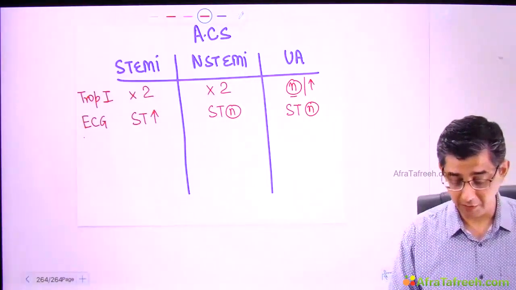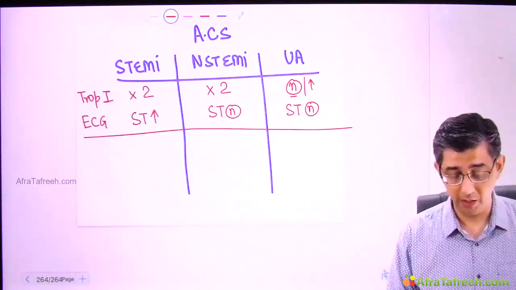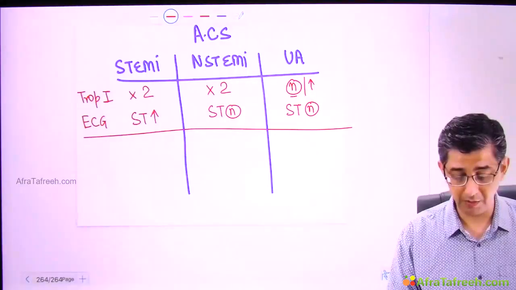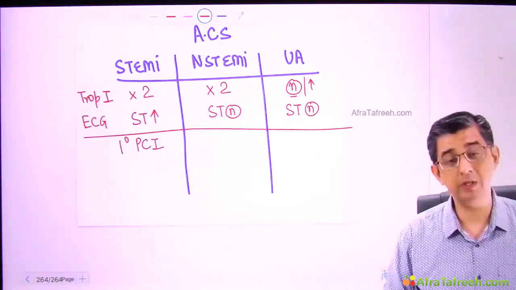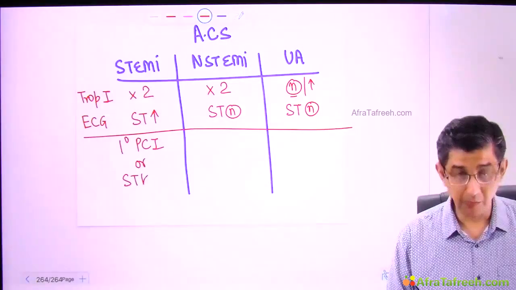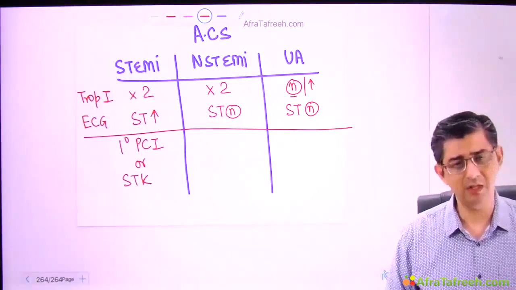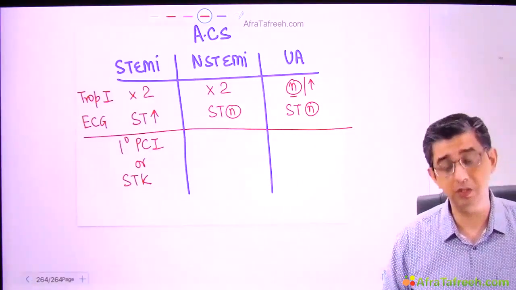Now, once I have differentiated between these three conditions, he would ask me the next best treatment. For ST elevation myocardial infarction, the main treatment is primary percutaneous coronary intervention. However, if the primary PCI facility is not available, it is streptokinase, and I've already sensitized you to that. If streptokinase or any thrombolytic drug is not available, we will do a rescue PCI.